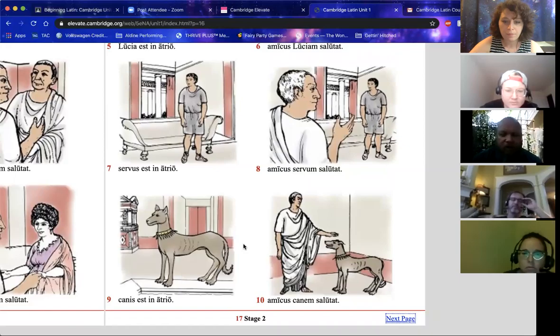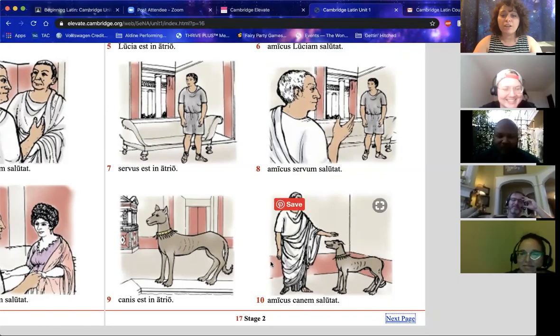And then Clay, number 10. Amicus canem salutat. And I'm just going to... Yeah, you're good. You're so good. You didn't bite him. Maybe he brought him a treat.